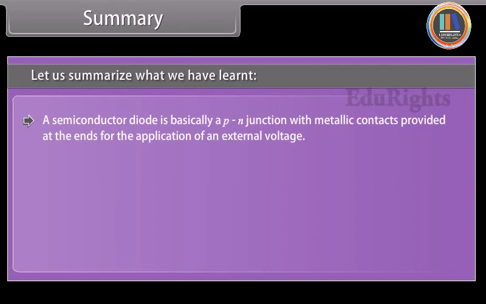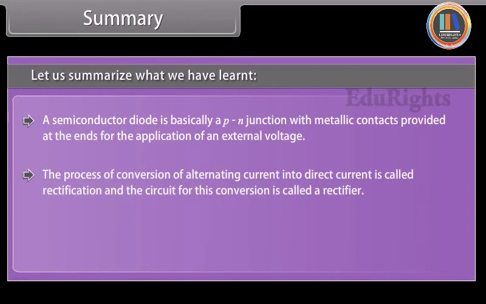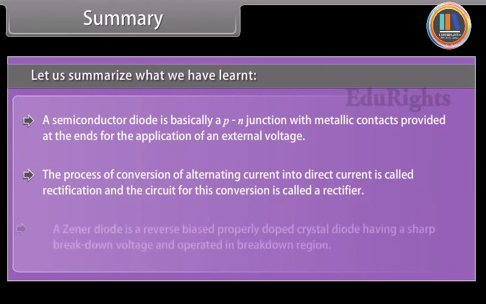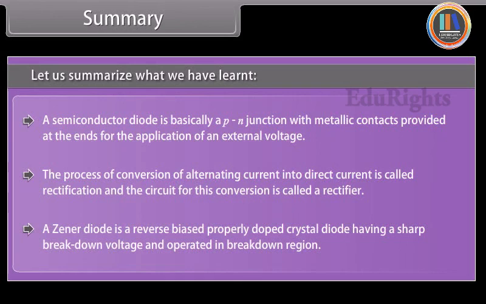external voltage. The process of conversion of alternating current into direct current is called rectification, and the circuit for this conversion is called a rectifier. A Zener diode is a reverse-biased, properly doped crystal diode having a sharp breakdown voltage and operated in the breakdown region.